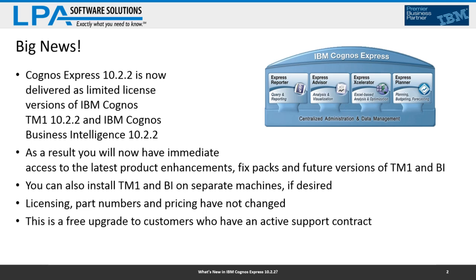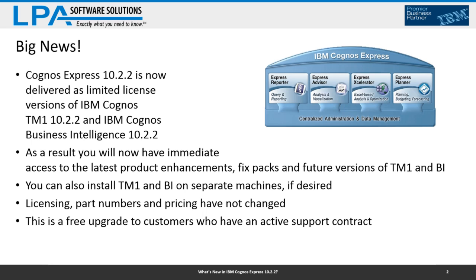So as a result, now you're going to immediately get all of the enterprise enhancements at the same time the folks with an enterprise license get them. The difference is that your license, which will read that you own Express and that you are entitled to certain features and functions of the Enterprise BI and the Enterprise TM1, won't change. So it's a license difference now, no longer a software difference.